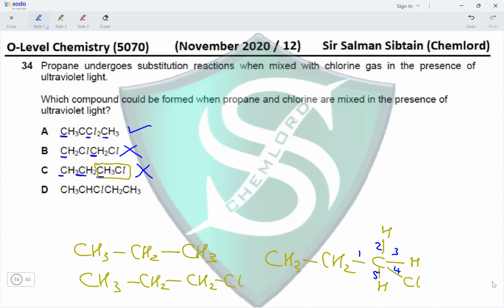Now the last one, CH3 one carbon, CH second carbon, CH2 third carbon, CH3 fourth carbon. We have a reactant with three carbon atoms, so our product will also contain three carbon atoms. So this is also wrong, making option A the correct option for this question.